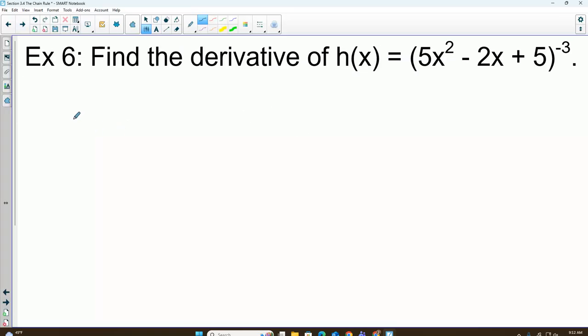This one. Okay, almost everybody had the same wrong answer written down here. So your exponent comes down. Inside stays the same. Subtract 1 from the power, so it's -4, times derivative of the inside. What's the derivative of the inside?